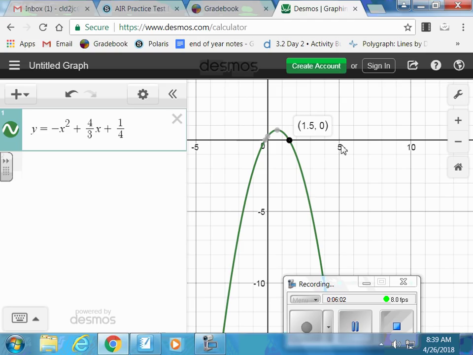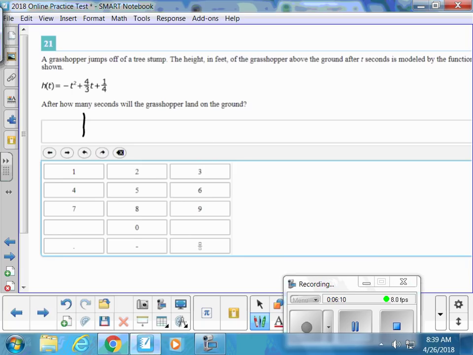So where I have clicks where the grasshopper hits the ground, you can kind of see he jumps, goes up, comes back down. He hits the ground at 1.5 seconds. So we're going to go with 1.5.